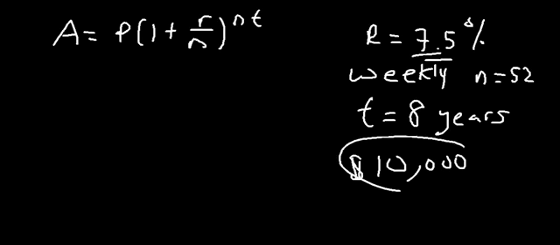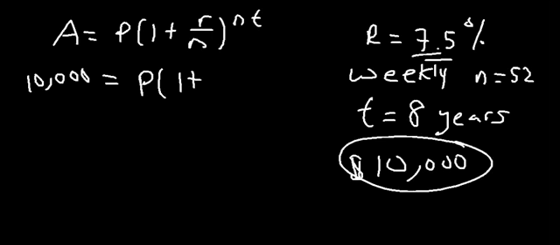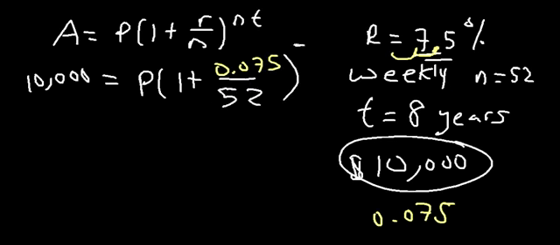So because this is your final amount, A is 10,000. You want to solve for your principal, your principal investment, how much you have to put in at the very beginning. That's P. So to find out what R is, divide it by 100 or move the decimal point 2 units to the left. So R is 0.075. N is 52, and the time is 8 years, basically. That's what I'm trying to say.